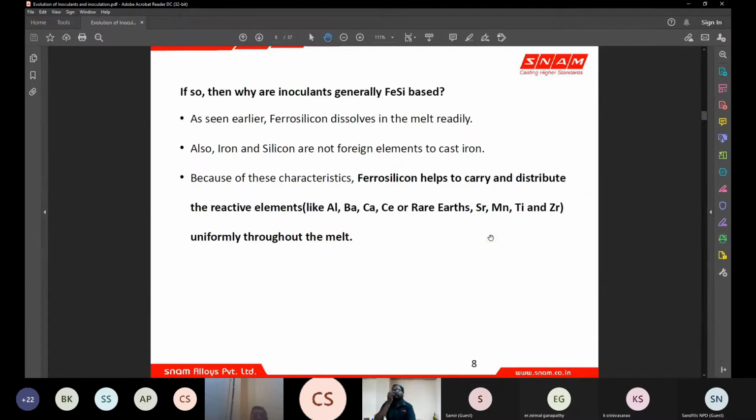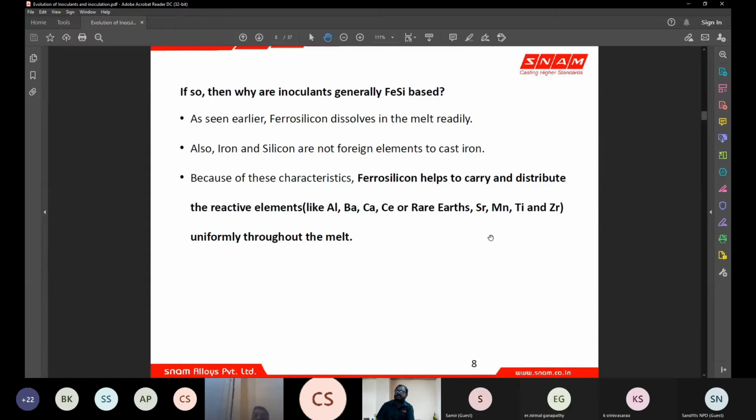So if ferrosilicon is not a good inoculant, or if ferrosilicon cannot be used as a better inoculant, then why are the recent or modern day inoculants ferrosilicon based? As we had seen in the previous slide, ferrosilicon's melting temperature or dissolution temperature will be close to 1210 degrees Celsius. So as it dissolves faster, the first requirement of an inoculant is that it should dissolve in the given operating temperature. It should not give any residue.